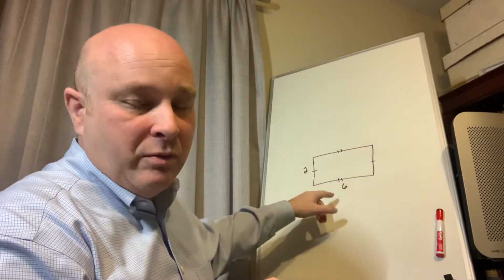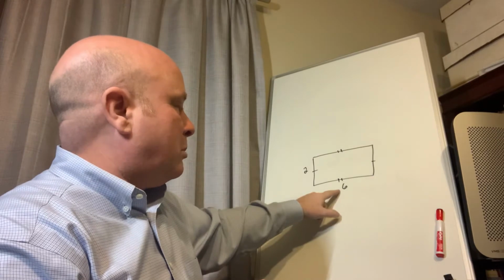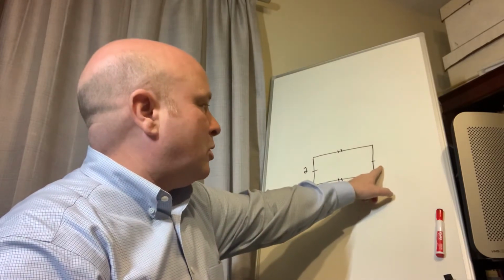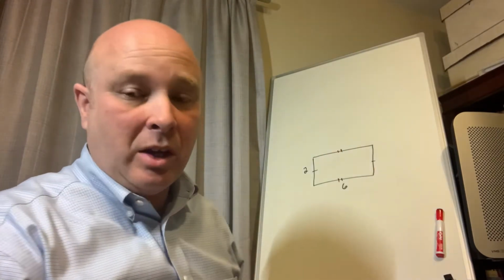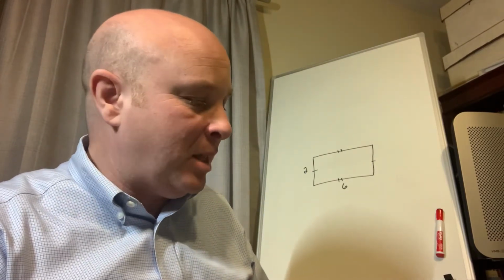I'm losing track of what I'm saying here. Perimeter, 2 plus 6 would be 8. Plus another 2 would be 10, plus another 6 would be 16. I don't know, complete brain moment. I just completely forgot what class I was teaching there for a minute.